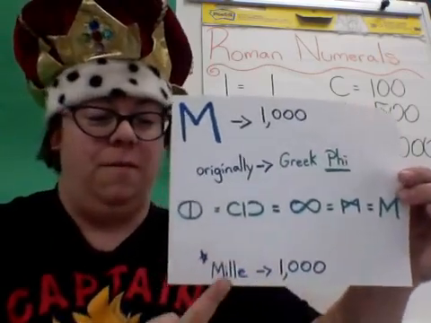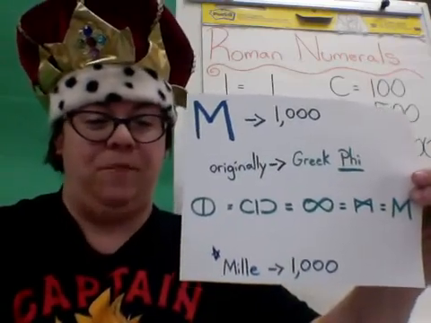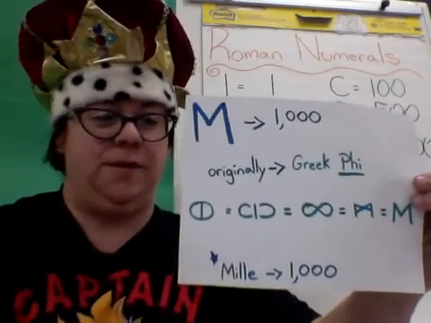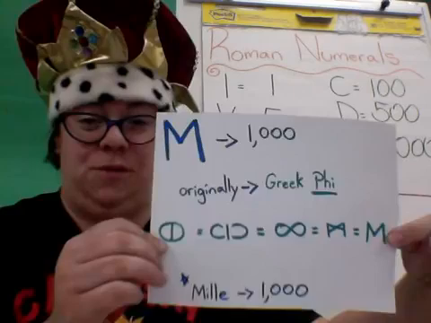Now, mil also happens to mean 1,000 in Latin. This is actually ironic. They didn't try to do that one on purpose. It was originally here, and it transformed itself into the M.